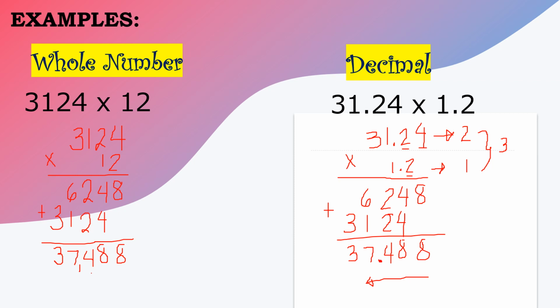So, 1, 2, 3, saka ko lang ilalagay ang decimal point. Ibig sabihin, the product in 31 and 24 hundredths and 1 and 2 tenths is 37 and 488 thousandths. That is your product.